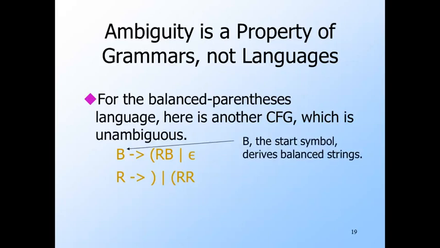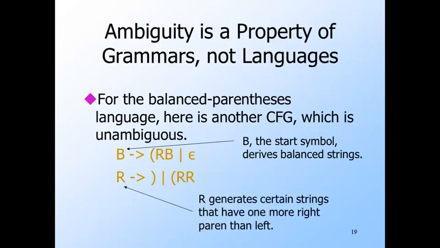Variable B, which is the start symbol, generates all balanced strings. But R, another variable, generates all strings that are balanced except for having one more right parenthesis than left. By balance in this context, I mean that no prefix of the string has more right parentheses than left. And examples would include a single right paren; left, right, right, that would be generated by R, and also something like this: left, left, right, right, right.